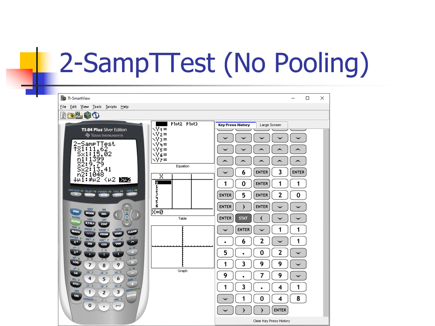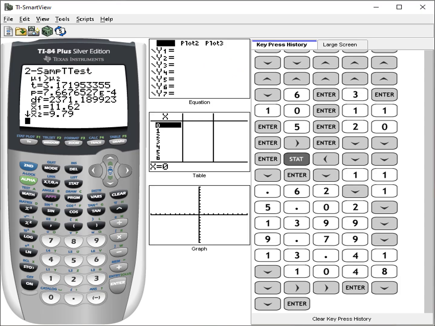And here I'm filling in all that information. My first group was 2014, so I put all the 2014 information for the first group. I put all the 2010 information in for the second group. And the way I set it up, mu1, the amount of time spent in 2014, is more than that from group 2, the 2010. And then there we go. There's my test statistic. There's my p-value.